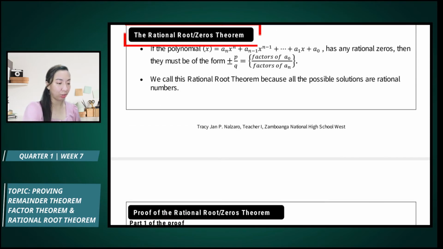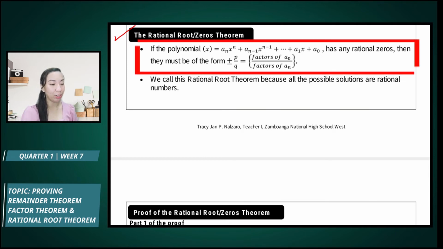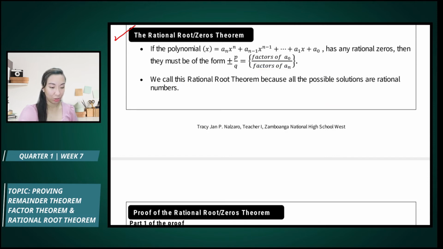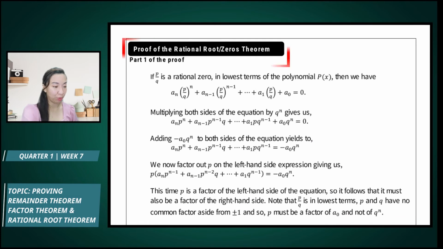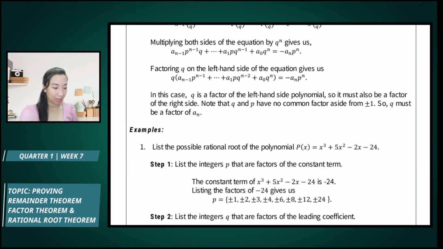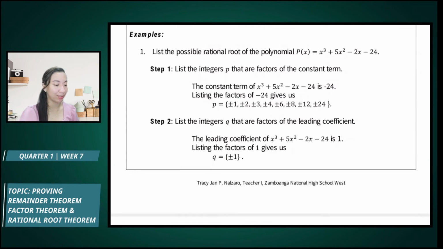So we have here the rational root theorem. Okay, if the polynomial p of x is given has any rational zeros, then they must be of the form positive and negative p over q, which is equal to the numerators are all the factors of a sub 0 and the denominators are all factors of a sub n. So we recall this rational root theorem because all of the possible solutions are rational numbers. So below here you can see the proof of rational root theorem, so you can go over with it one by one. So not focus on this here, we will proceed right away with the examples.